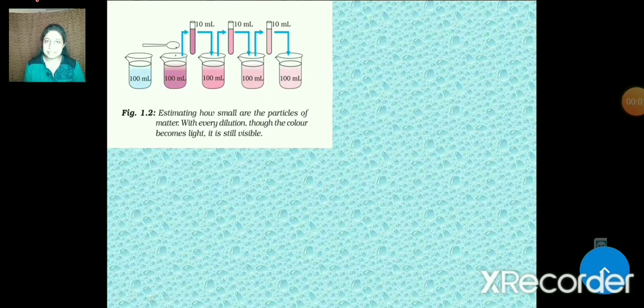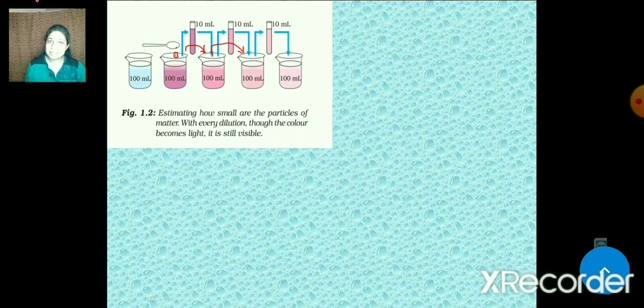In the book, there is an experiment. They took 100 ml of water and dropped a crystal of potassium permanganate in it. Now, they dissolved it very well and took 10 ml of solution from this beaker and poured it into the next beaker. And once again, they took 10 ml of solution from this beaker and poured it into the third beaker. And in this way, they repeated this process 3 to 4 times.